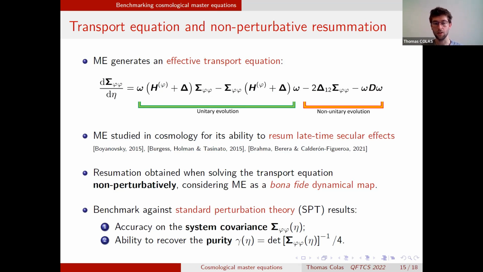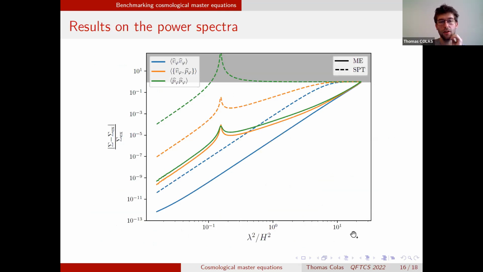And the two things we investigate are the accuracy on the two-point function, so on the observables on the system, and the ability to recover quantum information properties through the purity. So in the minute remaining, let me show you the results. In this figure, you have the relative error on the 3 and 3 of the covariance matrix for different values of the coupling constant between the system and its environment for both the master equation and standard perturbation theory.